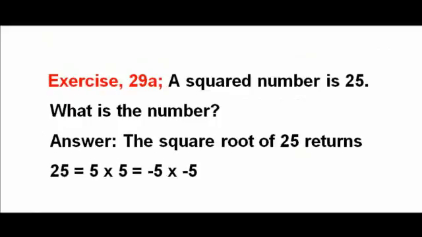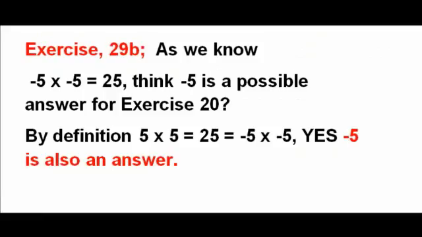Exercise 29a. A squared number is 25. What is the number? The square root of 25 returns 5, since 5 times 5 equals minus 5 times minus 5. Answer is 5 or minus 5. See image.